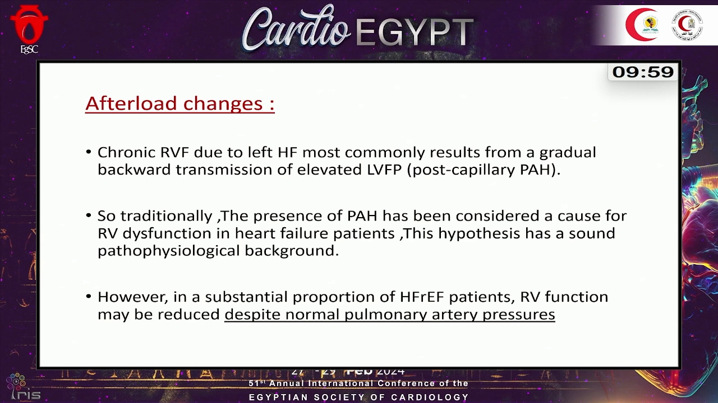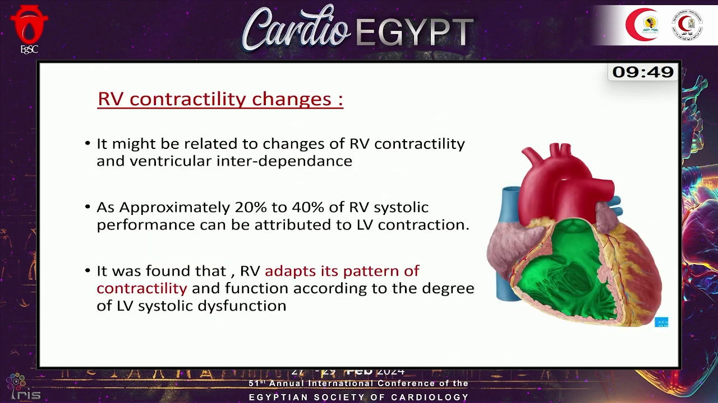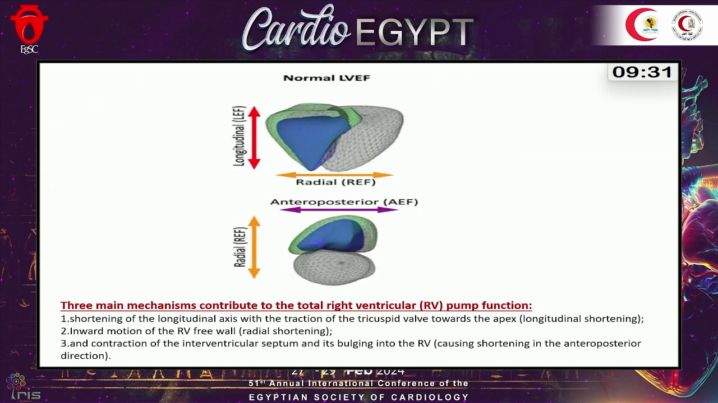However, in a substantial proportion of heart failure with reduced ejection fraction patients, RV function may be reduced despite normal pulmonary artery pressure. This might be related to changes in RV contractility patterns, as approximately 20 to 40% of RV systolic performance can be attributed to LV contraction. And it was found that RV adapts its pattern of contractility and function according to the degree of LV systolic function. Normally, the RV has three main mechanisms to contribute to the total RV pump function.